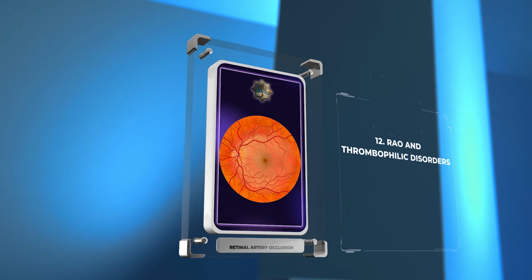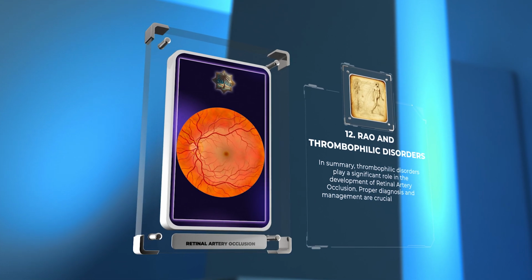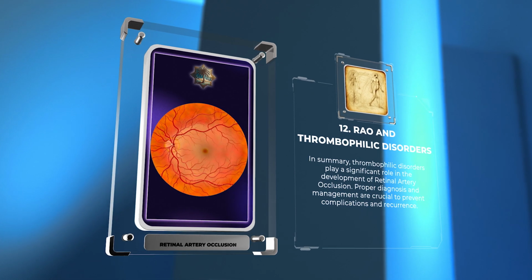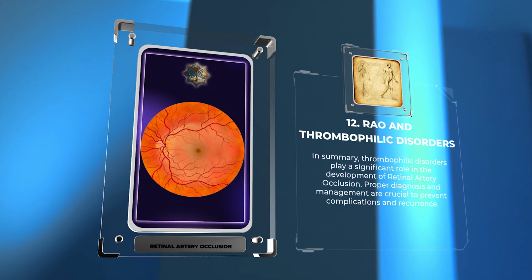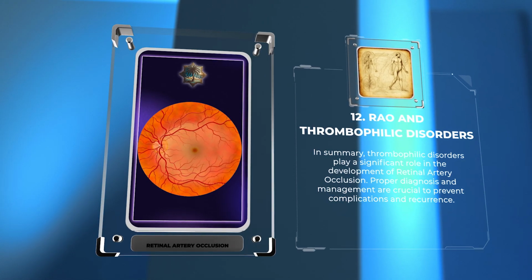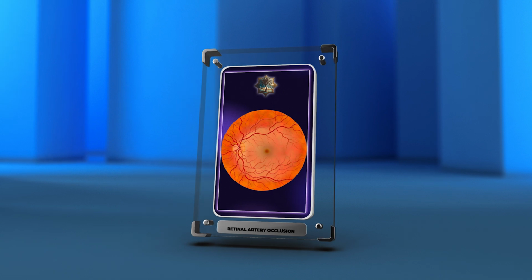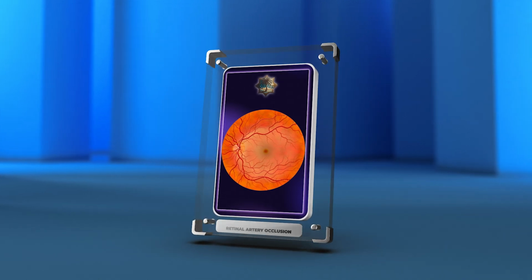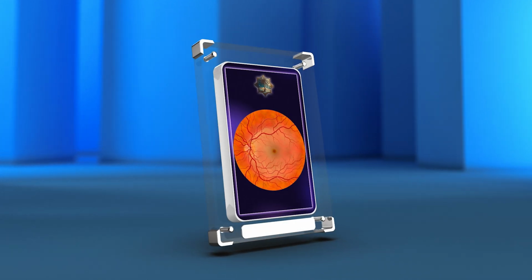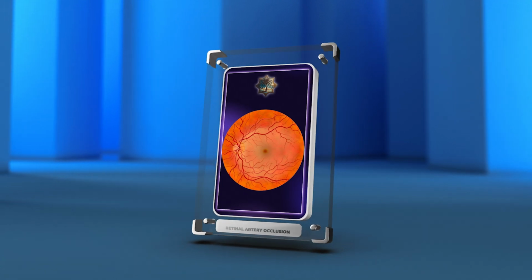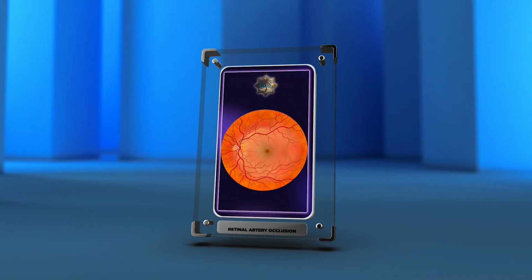In summary, thrombophilic disorders play a significant role in the development of retinal artery occlusion. Proper diagnosis and management are crucial to prevent complications and recurrence. In conclusion, retinal artery occlusion, RAO, is a complex condition with various aspects. Through this course, we have explored differences, diagnostic challenges, and treatments for RAO.